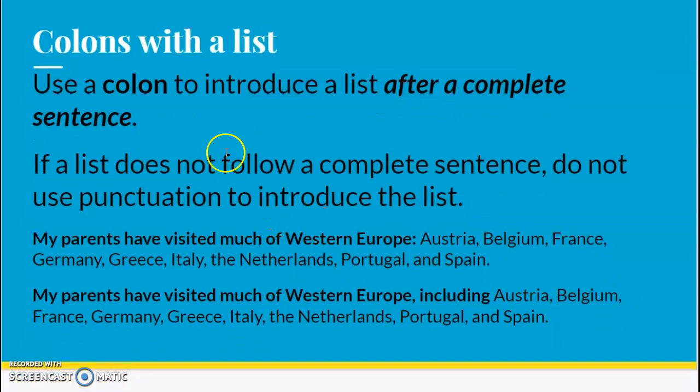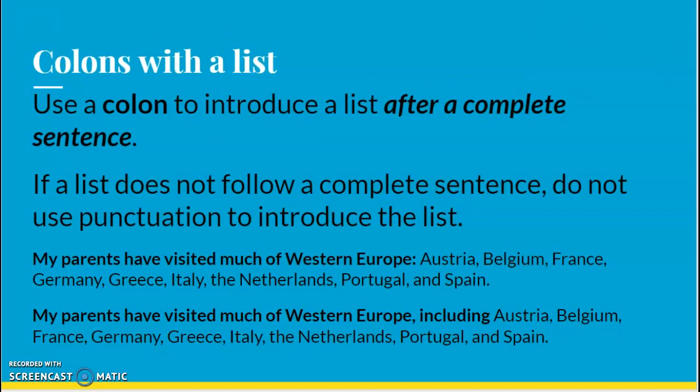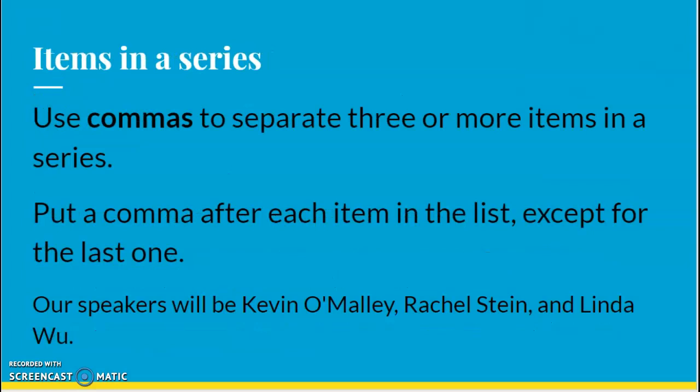The second rule, the next rule to deal with, is items in a series. So we use commas to separate 3 or more items in a series. Put a comma after each item in the list except for the last one. So here's our example. Our speakers will be Kevin O'Malley, Rachel Stein, and Linda Wu. Because there are 3 people in the list, we do a comma after this one, a comma after this one before the and, but of course we don't need a comma after the other one. That's the end of the sentence.